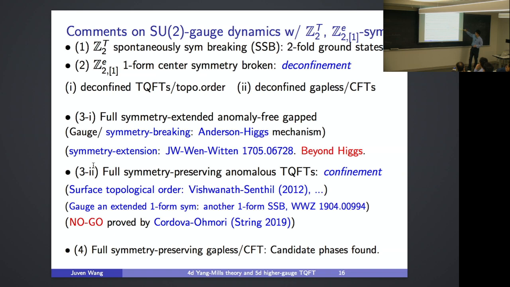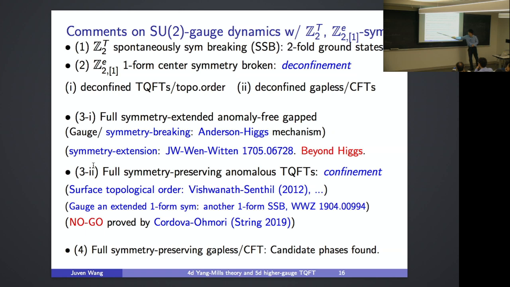But if I want to get a more familiar phase of a TQFT, I need to do some gauging of the extended symmetry. And I should say that this TQFT goes back to the work on surface topological order by Ashvin Vishwanath and Senthil, but they considered a lower-dimensional version in 3D.